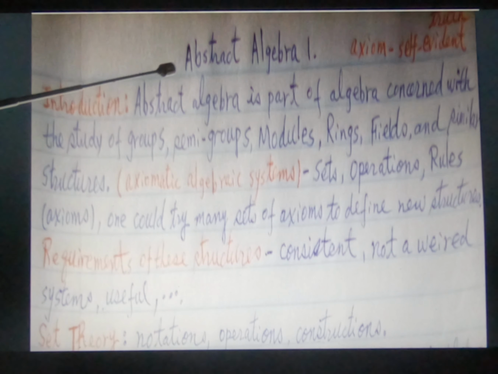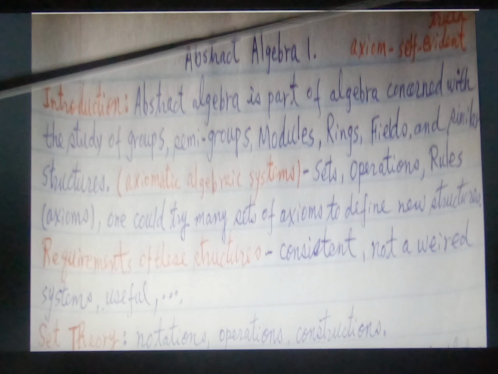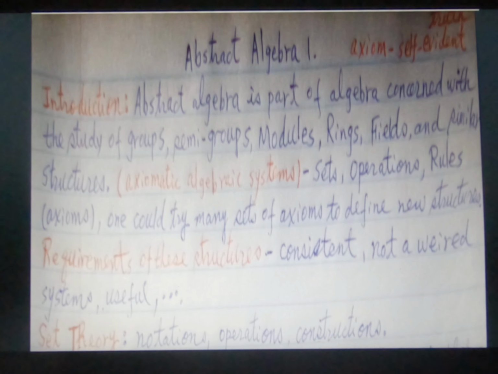So abstract algebra is axiomatic, a self-evident truth, and these are the definitions of semi-group, group, ring, field, and some other structures, abstract algebra objects or structures, like ideal and some other objects. We start with the set theory.